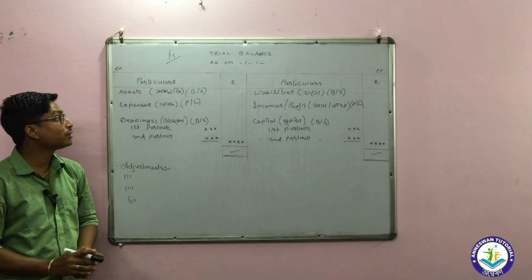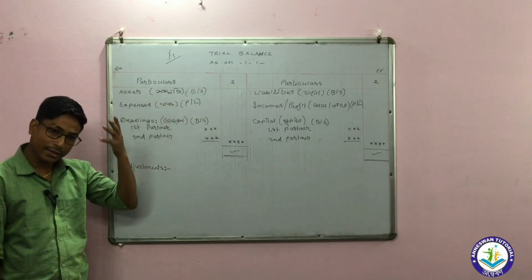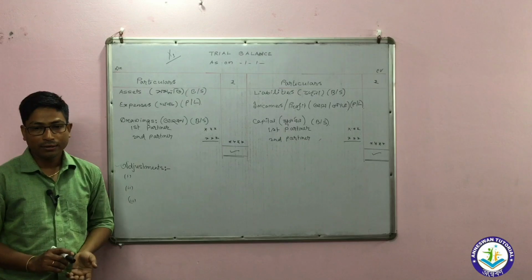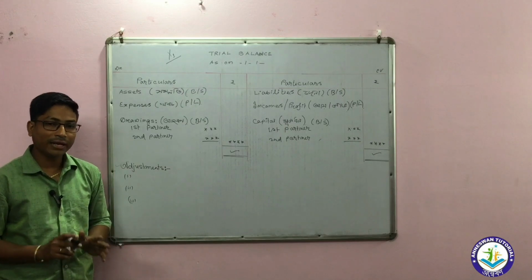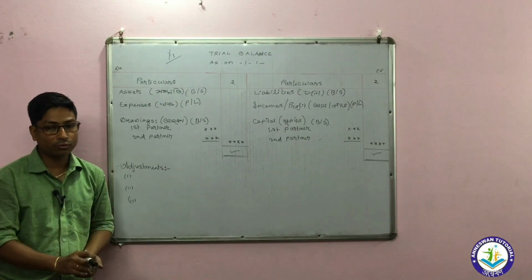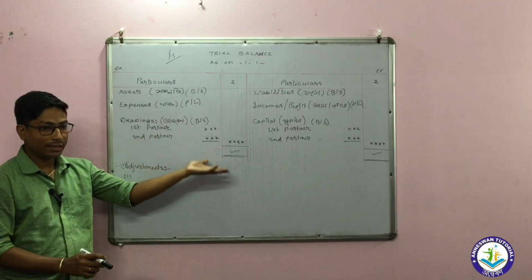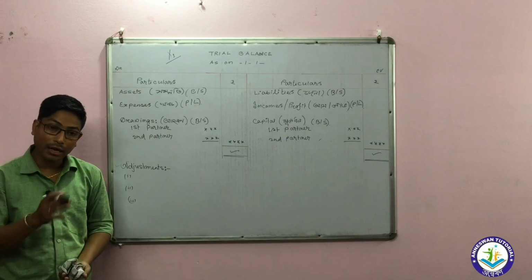Though it is not possible to cover all the assets and liabilities as examples, still I tried my level best to find out all those important items of assets and liabilities which are basically given in our question.